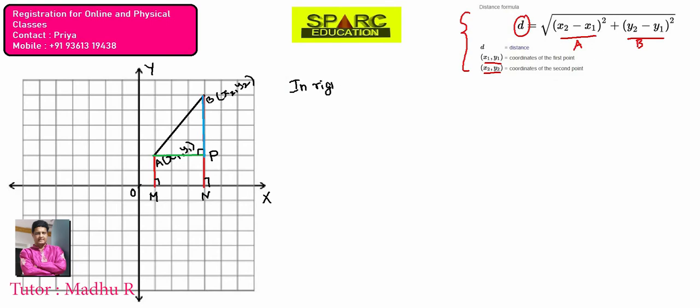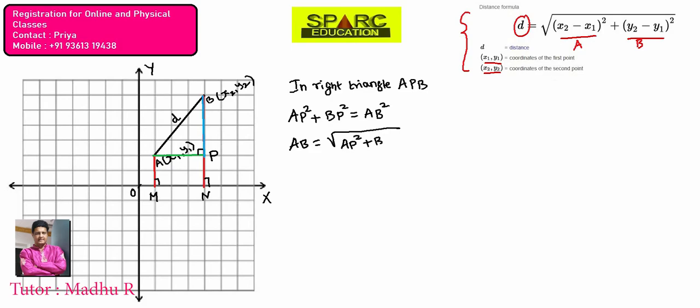In right triangle ABP, I can apply the Pythagoras theorem, which says AP squared plus BP squared equals AB squared. Now, AB is the distance we need to find. So, AB would be the square root of AP squared plus BP squared. What is AP? Now, watch carefully.